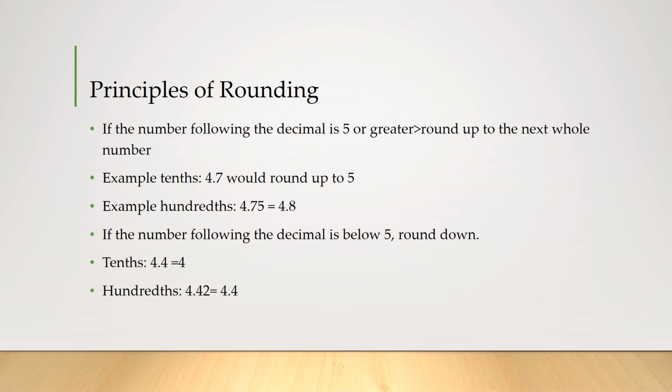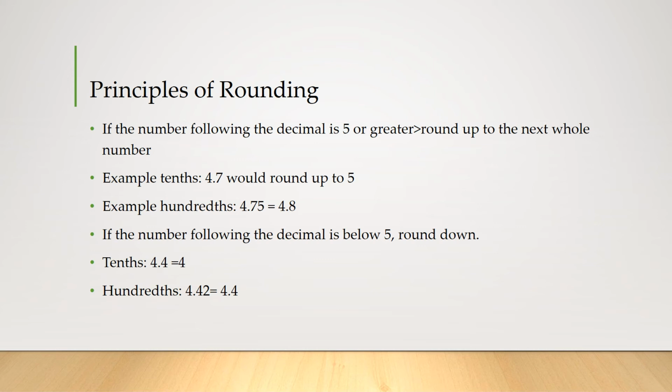You have to know the principles of rounding, and you have to remember them well. If the number following a decimal is 5 or greater, you round up to the next whole number if that's what's requested. So for the example for tenths, 4.7, 0.7 is a tenth, you would round that up to the whole number of 5. But if you have hundredths, you may round to the nearest tenth. So 4.75 would equal 4.8.